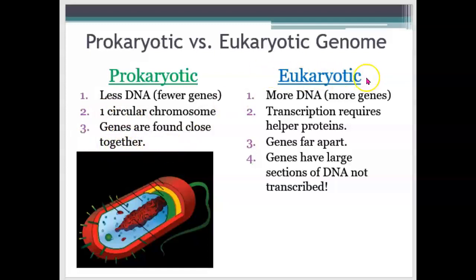Eukaryotic genomes have more DNA. There are more genes as a result. Transcription, or the copying of the DNA to RNA, requires helper proteins like RNA polymerase, for example. The genes are farther apart, and there's a lot of our genome that is not transcribed. They haven't found genes associated with those stretches of DNA that aren't copied.